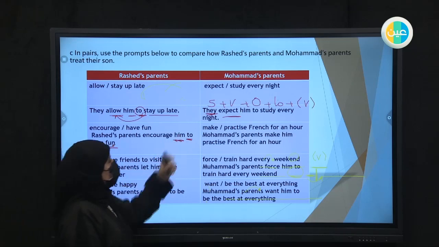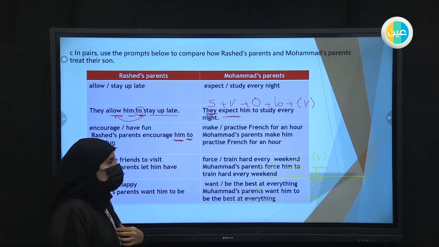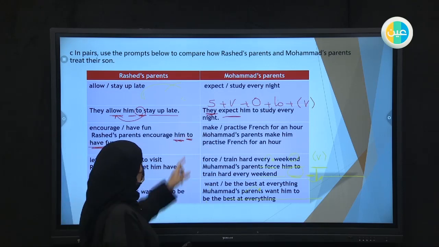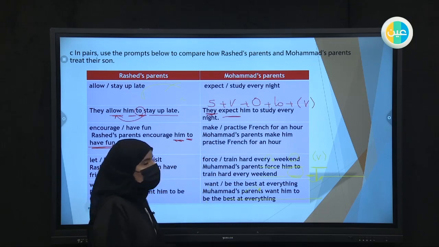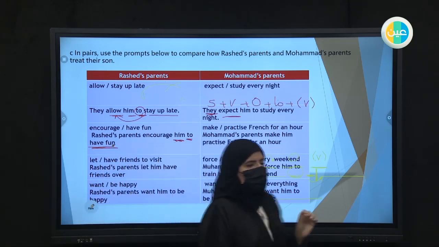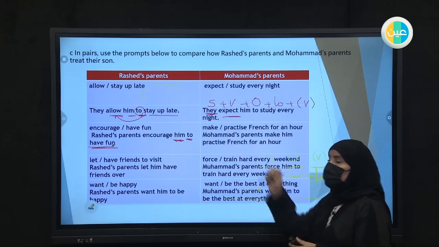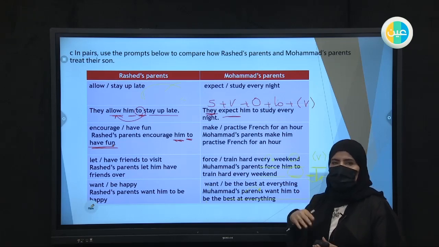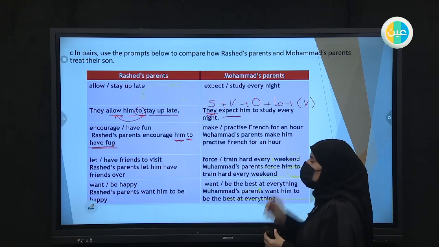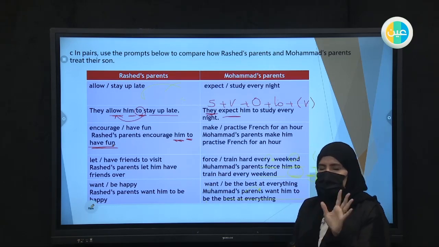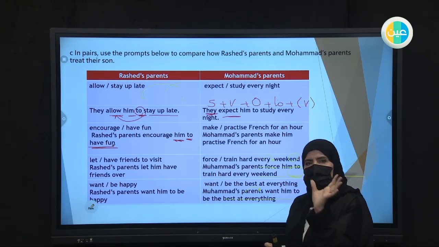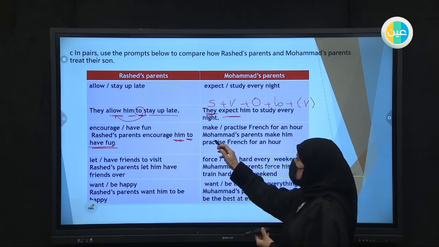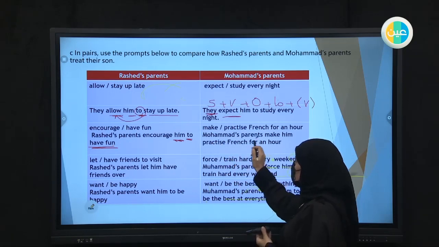What about the next one, Muhammad's parents? How do they parent him, or raise him? Make, practice French for an hour. Muhammad's parents make. Do you remember what we said about make? Make and let are not followed with to. We do not mention to with these verbs. So what about this? Our sentence is supposed to be: Muhammad's parents, okay?